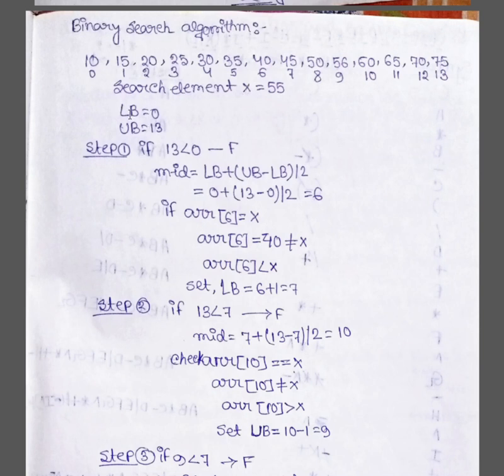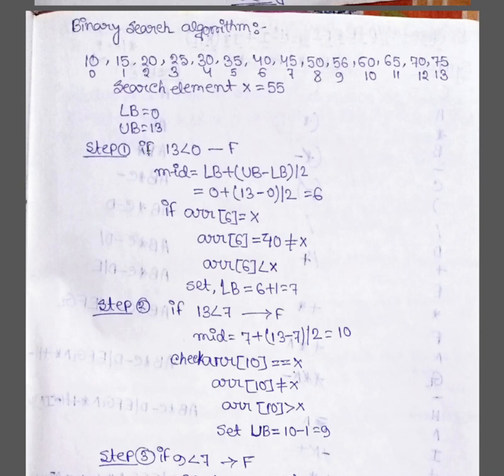We take this LB, that means lower boundary, is equal to 0 and upper boundary is equal to 13. You can see there are total 14 elements inside this array, and this is the 0th index, this is the 13th index. So the lower boundary is 0 and the upper boundary is 13.